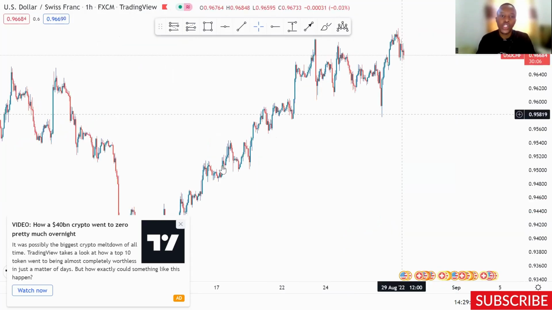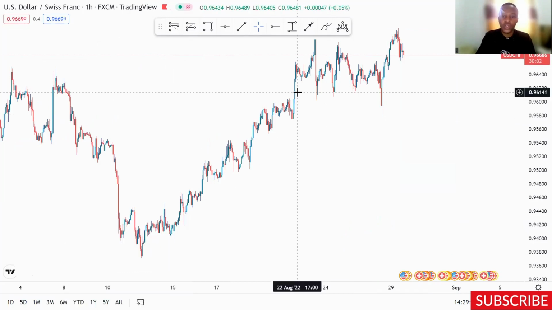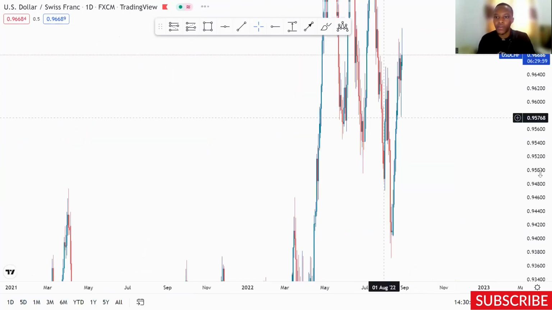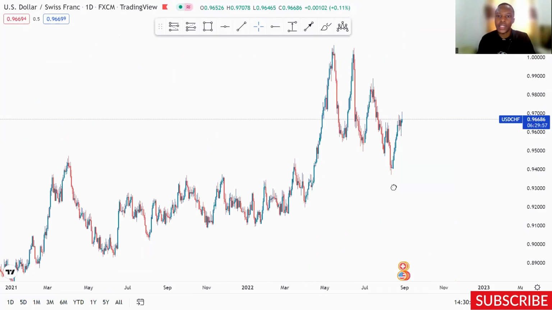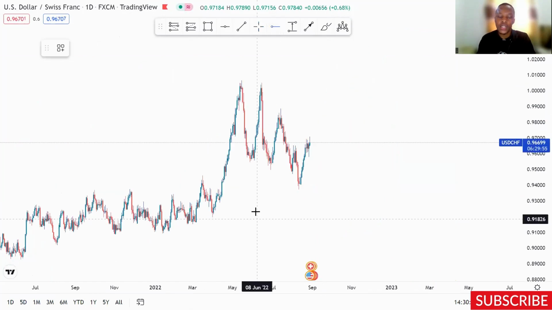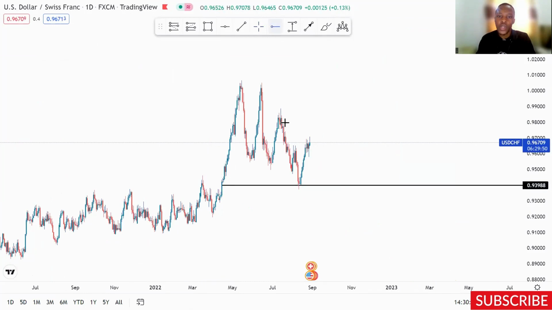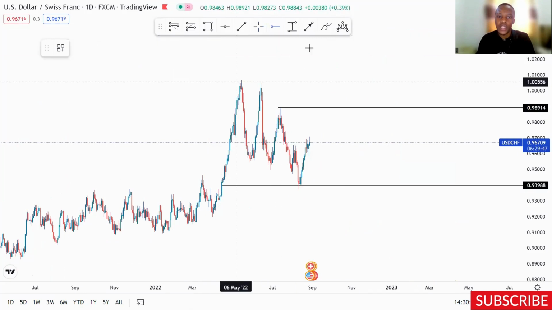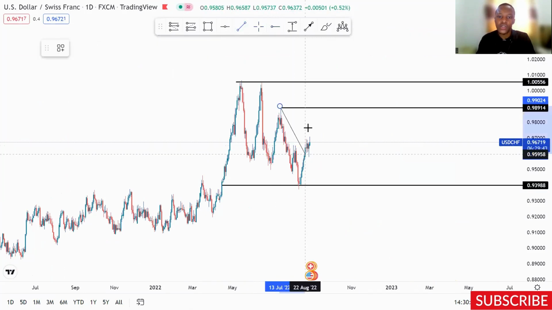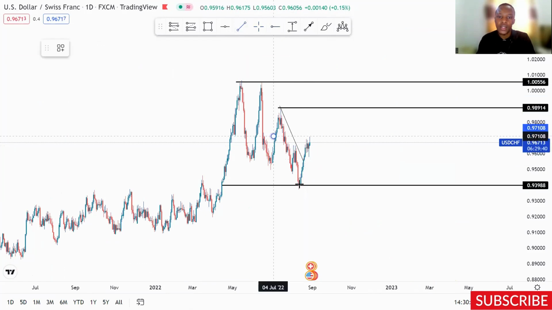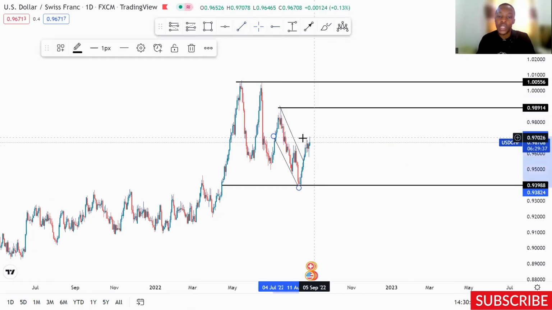We have the US dollar against the Swiss franc, right? So dropping it now to the daily time frame, you would see that we have this low over here. Then we also have that previous high, and those ones over there. And then we have this structure, this pattern that I'm seeing over here, which could be a breakout and a continuation to the upside.